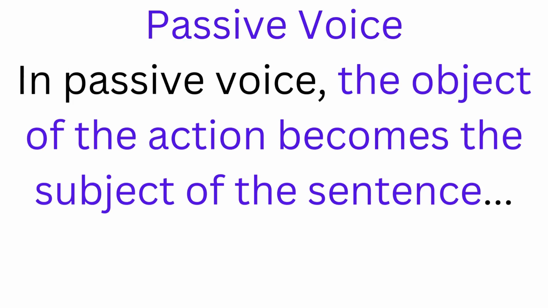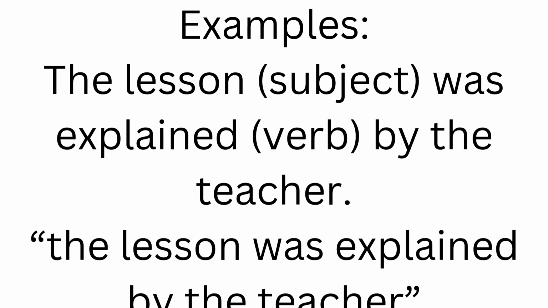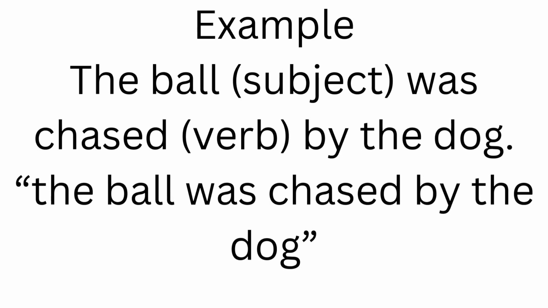2. Passive voice. In passive voice, the object of the action becomes the subject of the sentence, and the subject performing the action is either omitted or included after the verb with the preposition by. Examples: 1. The lesson (subject) was explained (verb) by the teacher (agent). 2. Cakes (subject) are baked (verb) by her (agent). 3. The ball (subject) was chased (verb) by the dog (agent).